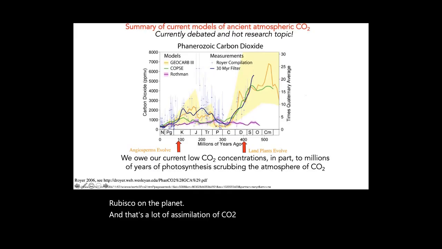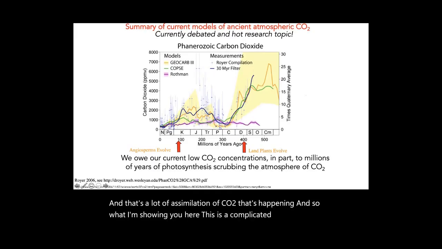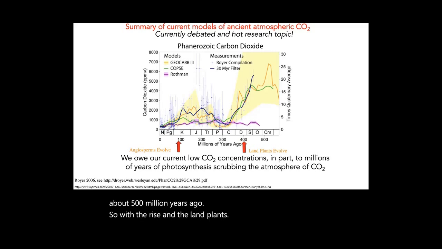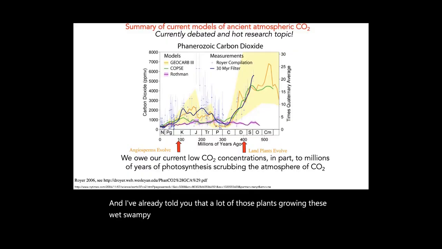And so what I'm showing you here, this is a complicated little graph, but it's a relatively recent compilation of several different ways of reconstructing atmospheric carbon dioxide, going back to about 500 million years ago. Okay. So with the rise of the land plants, photosynthesis, remember, assimilates CO2 out of the atmosphere and puts that CO2 into the plant body. And I've already told you that a lot of those plants growing in these wet, swampy environments deposited a lot of that carbon, what's now known as fossil fuels.